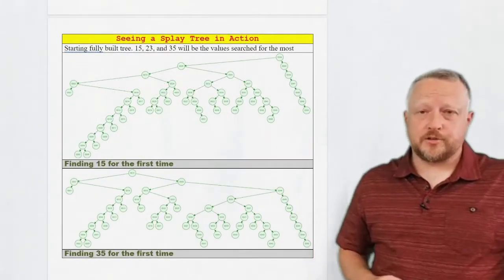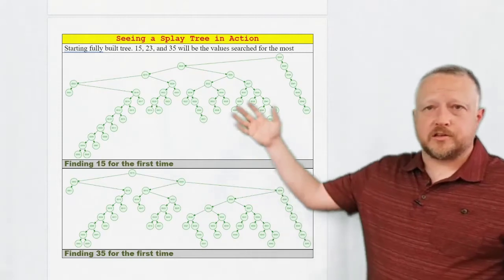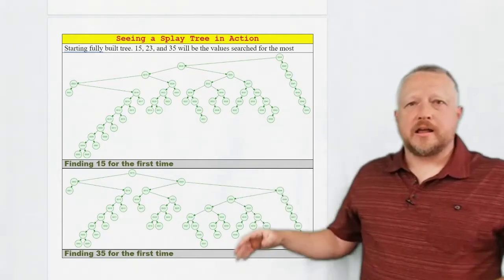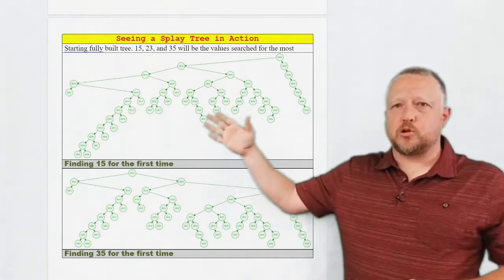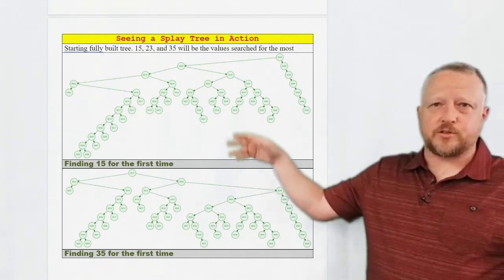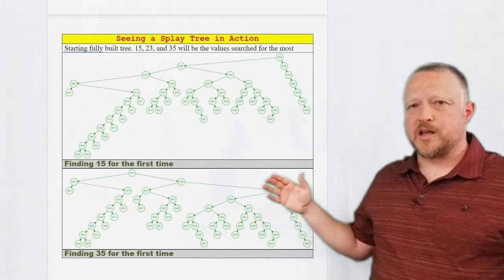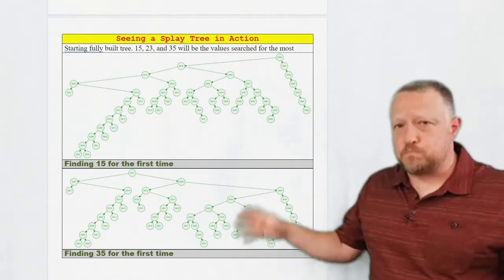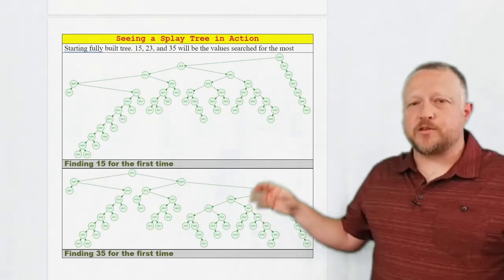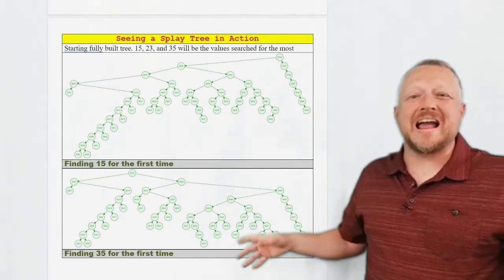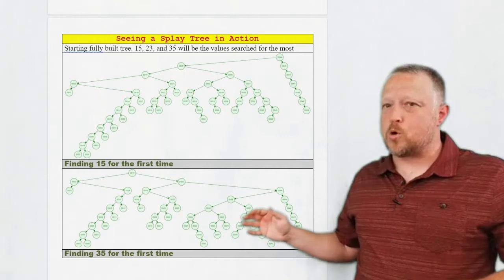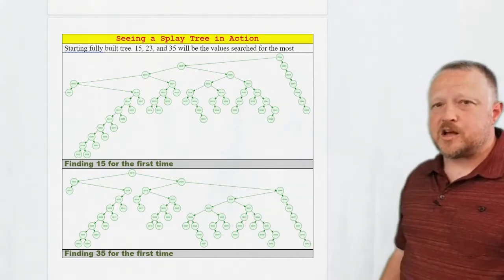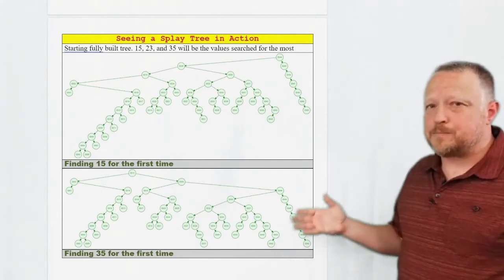Now what I'm trying to do here is prove that point. Here's some data that we had, and then we went ahead and drew it all out. And this is starting the fully built tree. 15, 23, and 35 will be the values that are searched. And we literally did searches on random numbers, but 15, 23, and 35 were biased, meaning we kind of searched for them more often. And you're going to notice that even after everything was said and done, those numbers are going to end up towards the top.